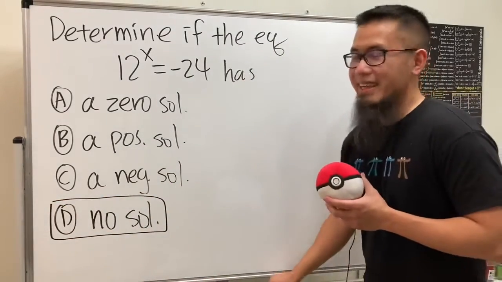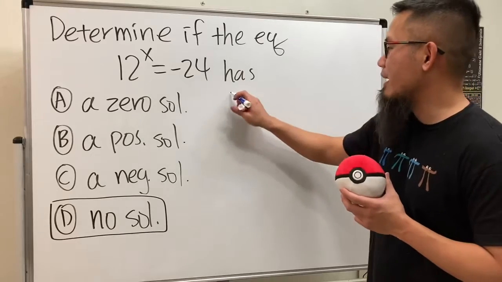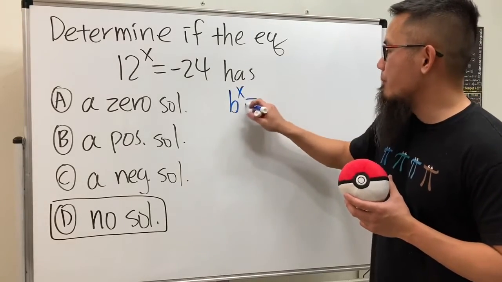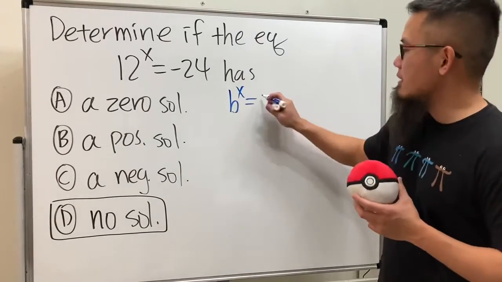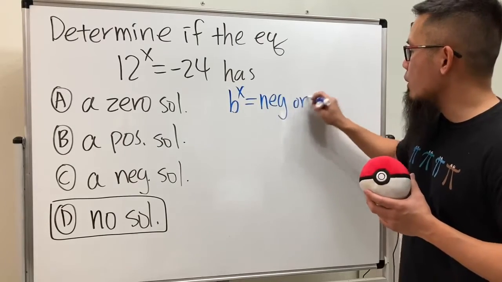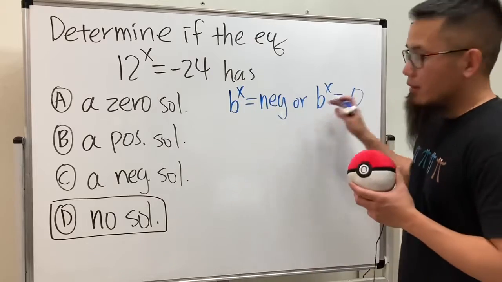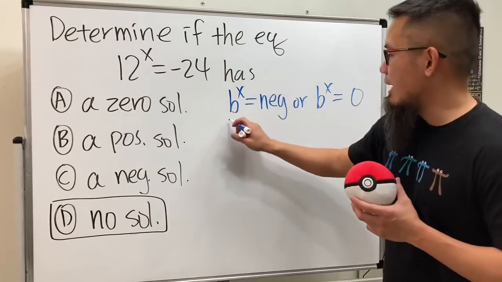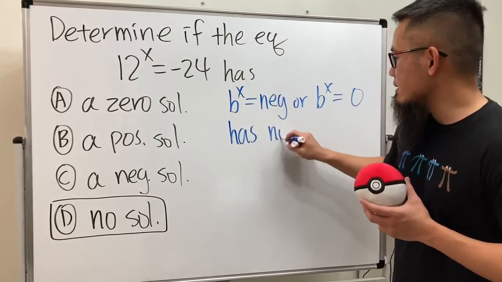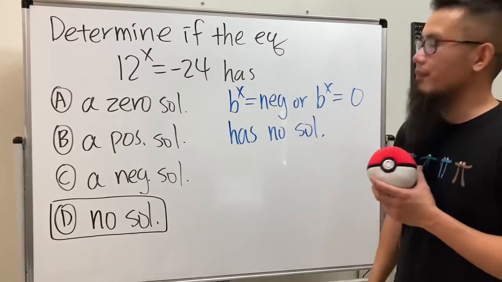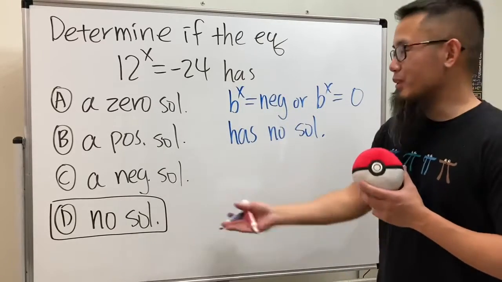Yeah, that's it. So let me remind you guys of this right here on the side. When we have b to the x power, if this is equal to a negative number, or when we have b to the x power, if this is equal to 0, guess what? This has no solutions. Yeah, that's exactly what we use over here.